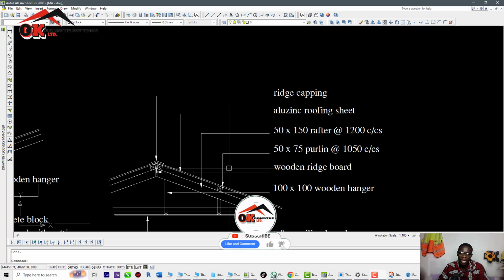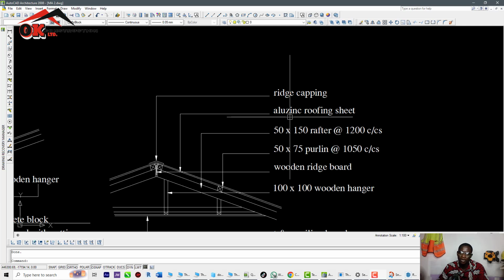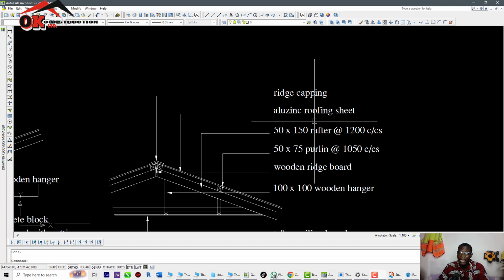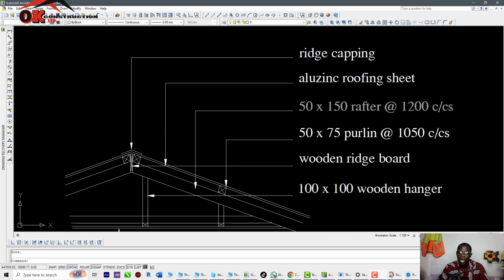Now this particular design uses aluminium zinc roofing sheet. Aluminium zinc roofing sheet is a roofing type a person can use, and it will depend on the architect, the details, and also the preferred materials. Then after that you have your rafters, so you can say 50 by 150.